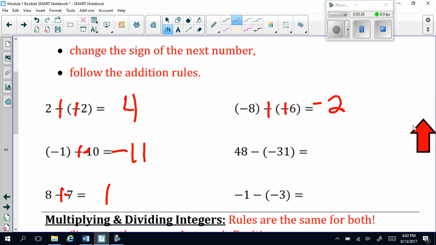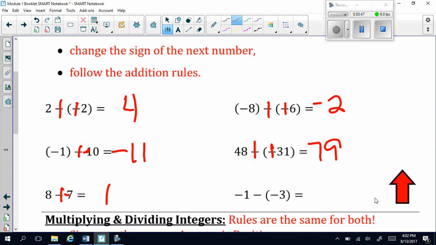The next one, 48 minus a negative 31. So change the subtraction to addition. Change the sign of the next number. Now I'm adding, and they're both positive. So I add and keep the sign. So 979.